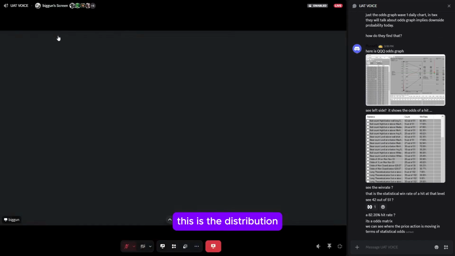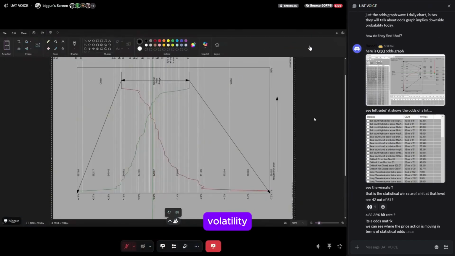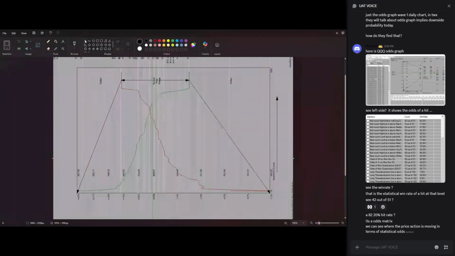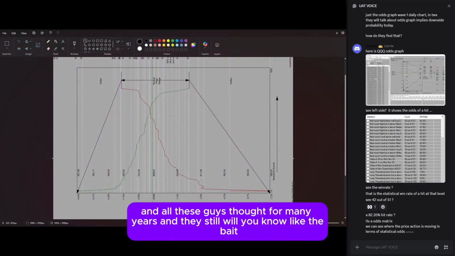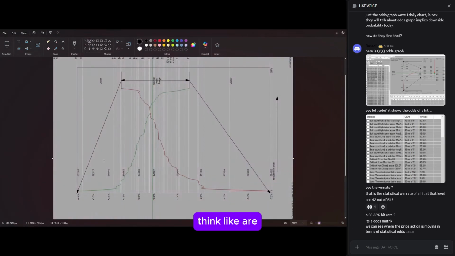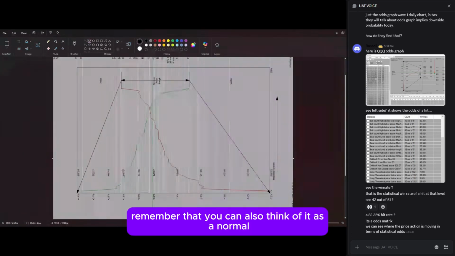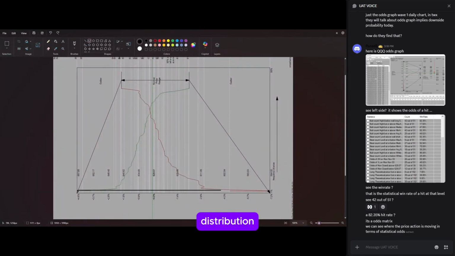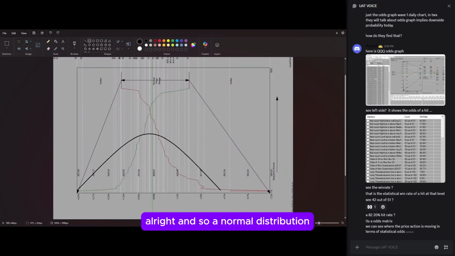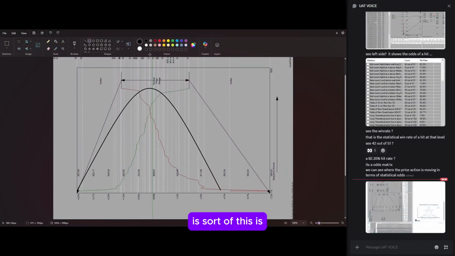This is the distribution of historical volatility. What MIT and all these guys thought for many years, and still do, and what people are taught, is that price follows a quote unquote Gaussian distribution. You can remember that, and you can also think of it as a normal distribution. A normal distribution is sort of, this is a bad example of it.